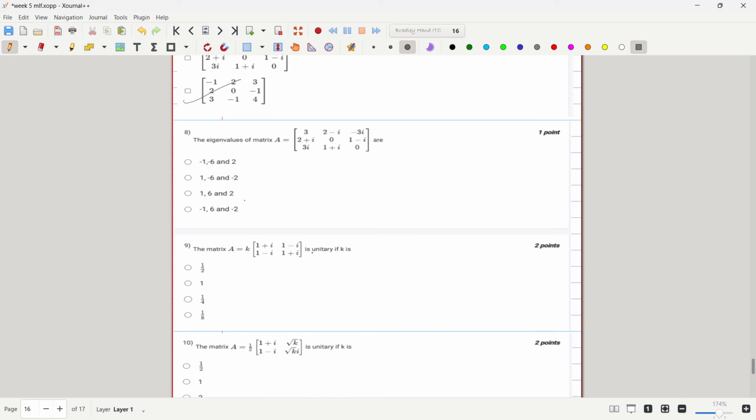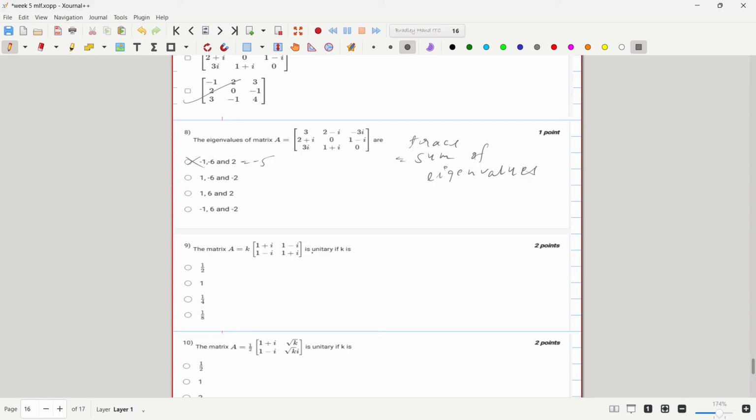Now this eighth question, you have to find the eigenvalues of a matrix A. If you remember the property of eigenvalues and eigenvectors, the trace will be equal to the sum of eigenvalues. What is the trace here? Trace is 3. So minus 1, minus 6 and 2. The sum is minus 5. This is wrong.